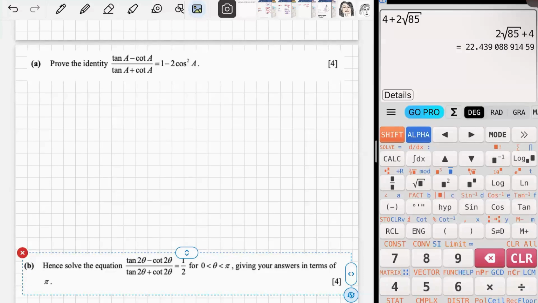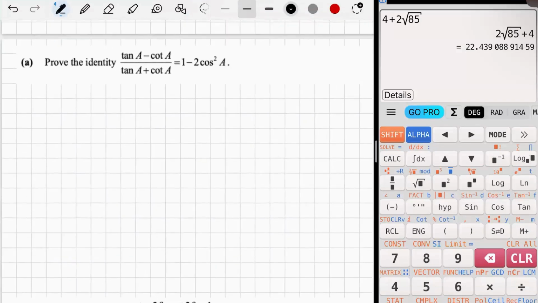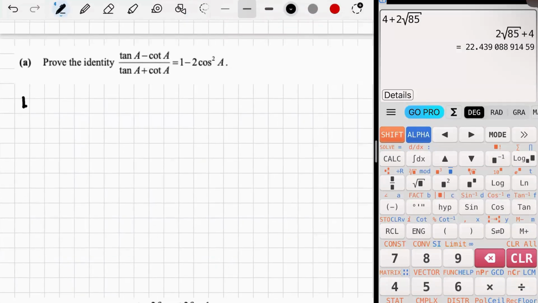Okay, so a very typical proving then solving question. All right, so what we have here is that they want us to prove. The left side surely looks more complicated. So when I see a fraction like that, what I like to do is I always like to split it up.